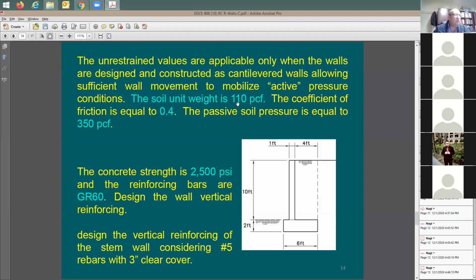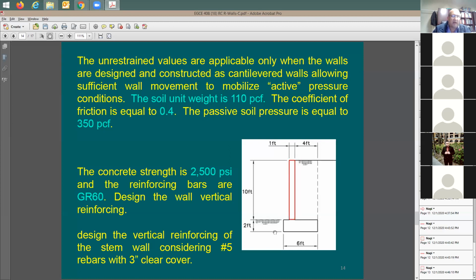Not very critical to me. We have also the coefficient of friction. We have the passive pressure, okay? All of this is good to do the footing design in terms of overturning and sliding. Not interested in this. I'm interested in just the wall design, which is this piece here, right? This is what I'm interested in.